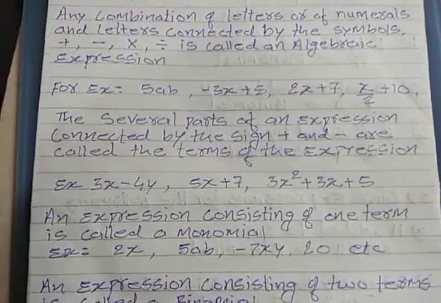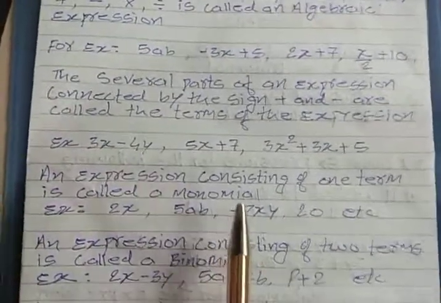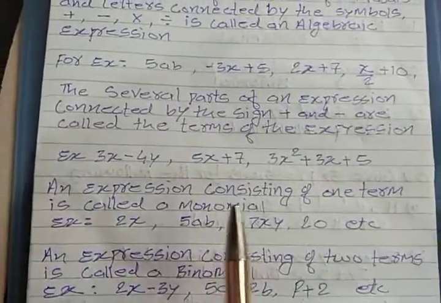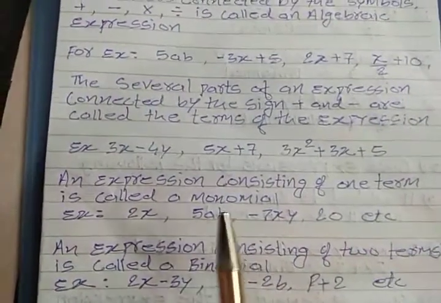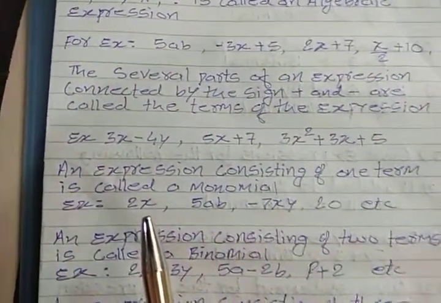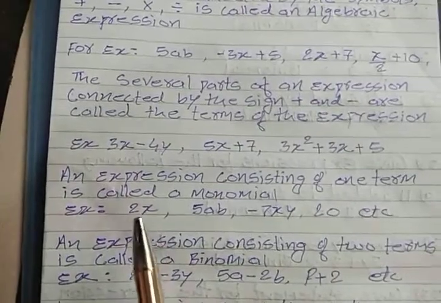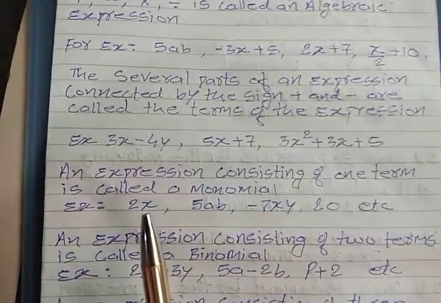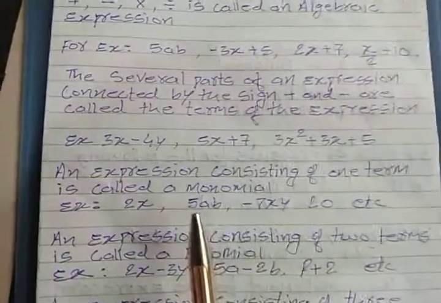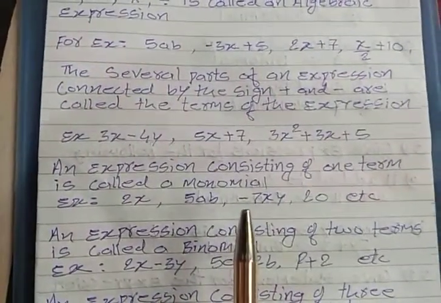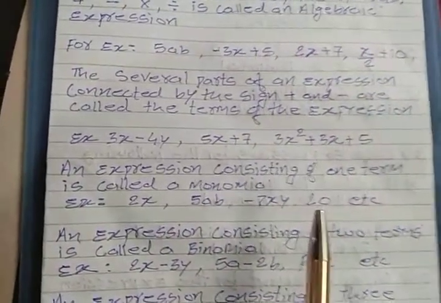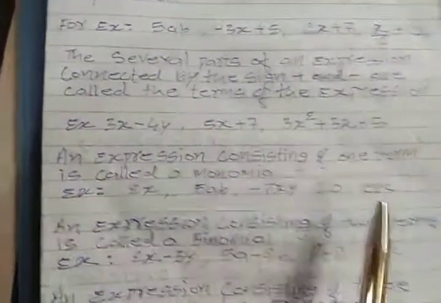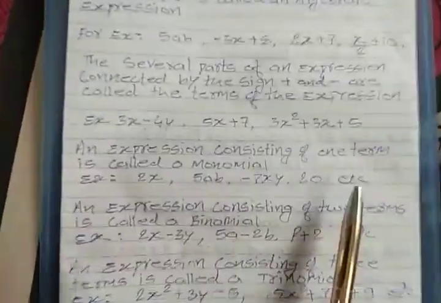An expression consisting of one term is called a monomial. If only one term is there, that is called a monomial. Here 2x, only one term is there. So this type of expression is called a monomial. Here 5ab is also a monomial. Minus 7xy, monomial. 20, this is a monomial, etc.